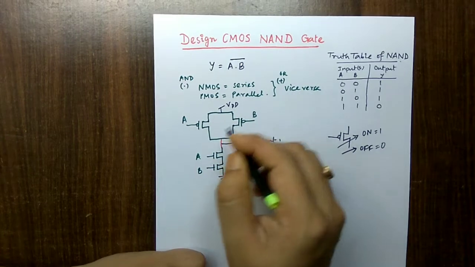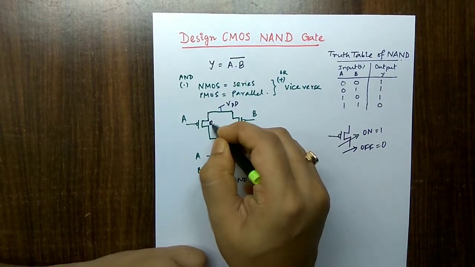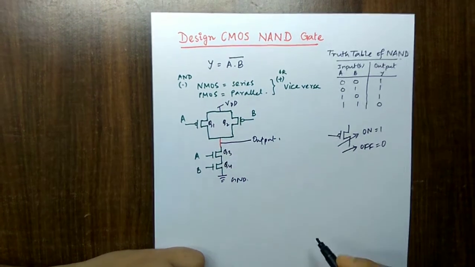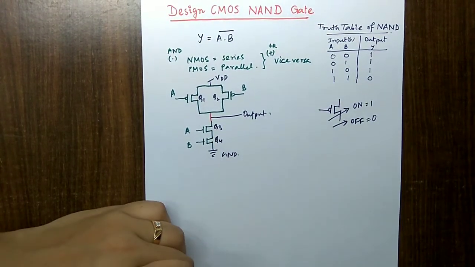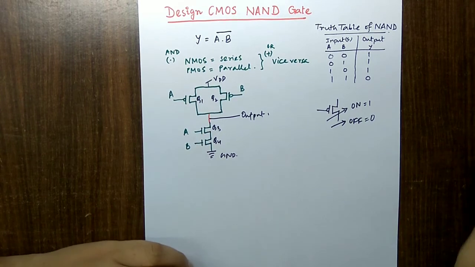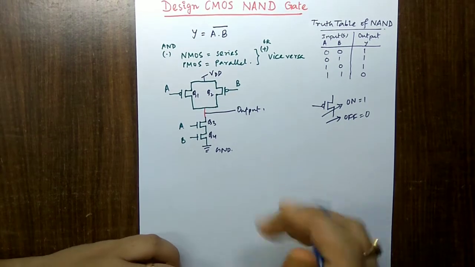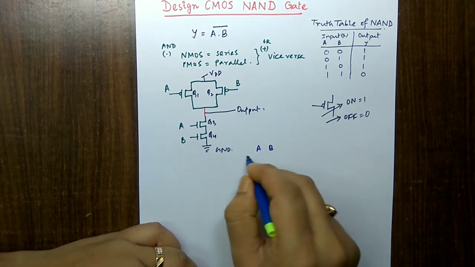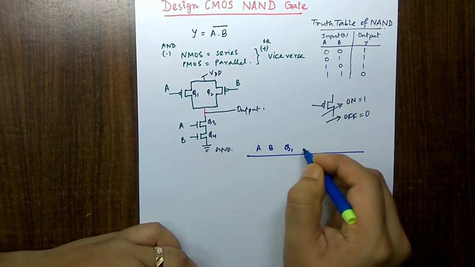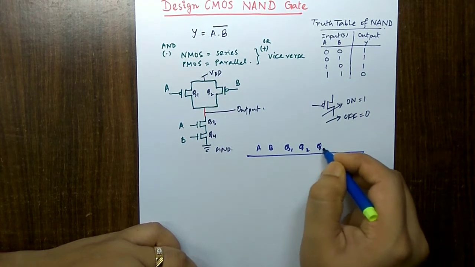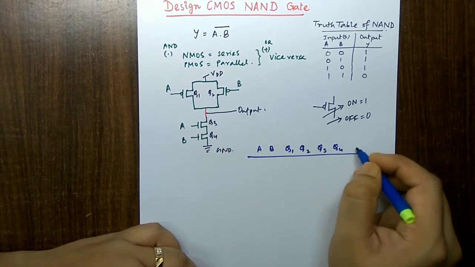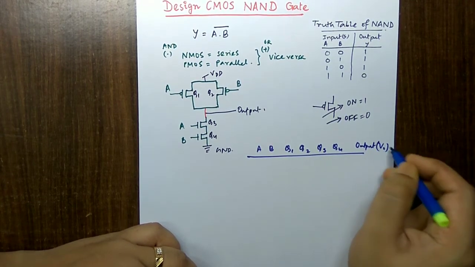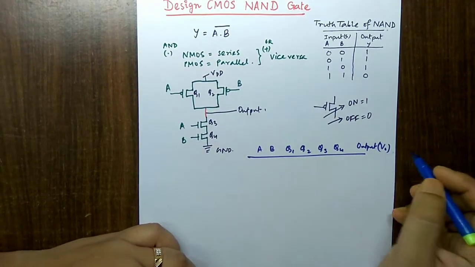Let us identify all the 4 transistors, that is Q1, Q2, Q3 and Q4. Along with this, we will also make its truth table now. So let us see this here. Inputs A and B, then Q1, Q2, Q3, Q4, and this is the output. Output you can write down as V0. Okay, you can mention this is output voltage.